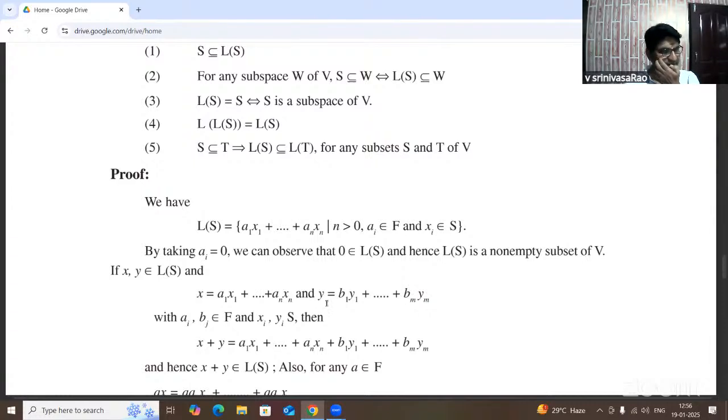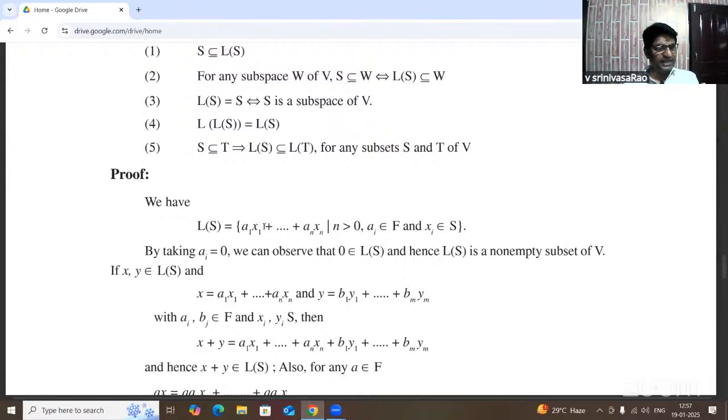We take another element in the linear span, y, which can be written as b1 y1 plus b2 y2 plus so on bm ym. So the ai values and bi values are field elements, and xi values and yi values belong to S. Please note this down and rectify it: xi, yi belongs to means is in. Sometimes it is read as is consisting or is in, or in the lower session as belongs to.